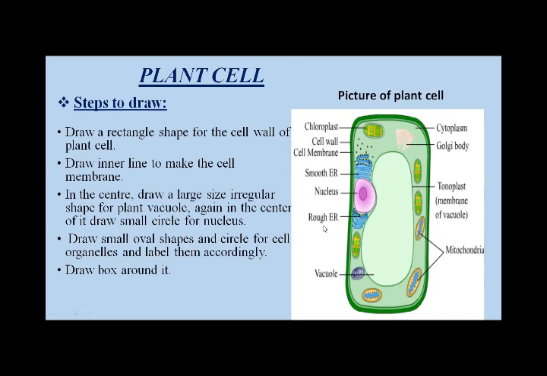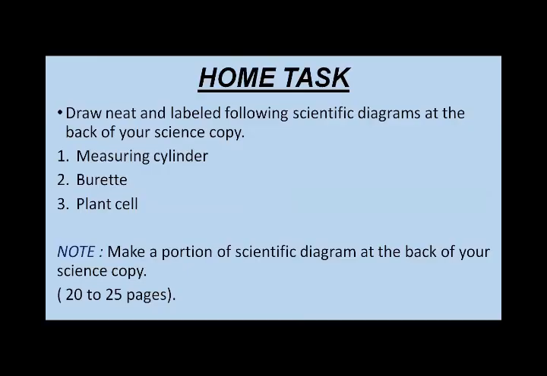Okay, now this is your home task. I think you can observe and draw easily after understanding these steps. So draw a neat and labeled diagram of what we learned here. Draw neat and labeled scientific diagrams at the back of your science copy: measuring cylinder, burette, plant cell.